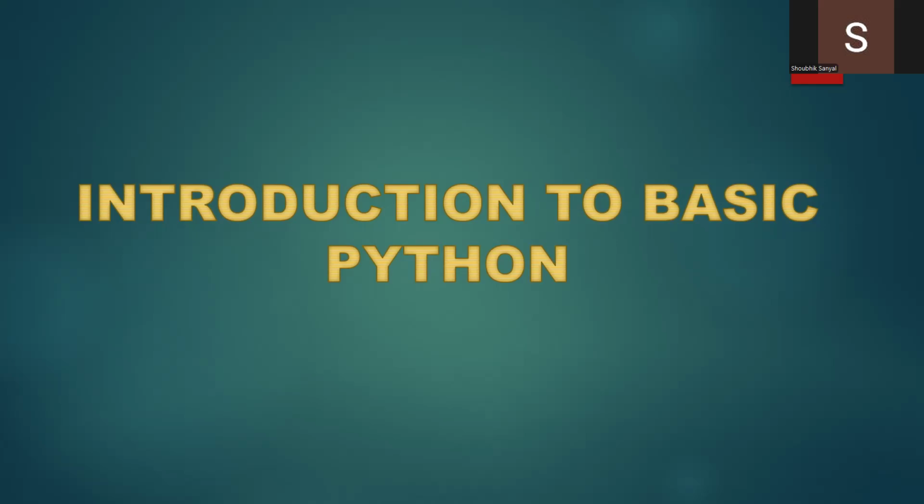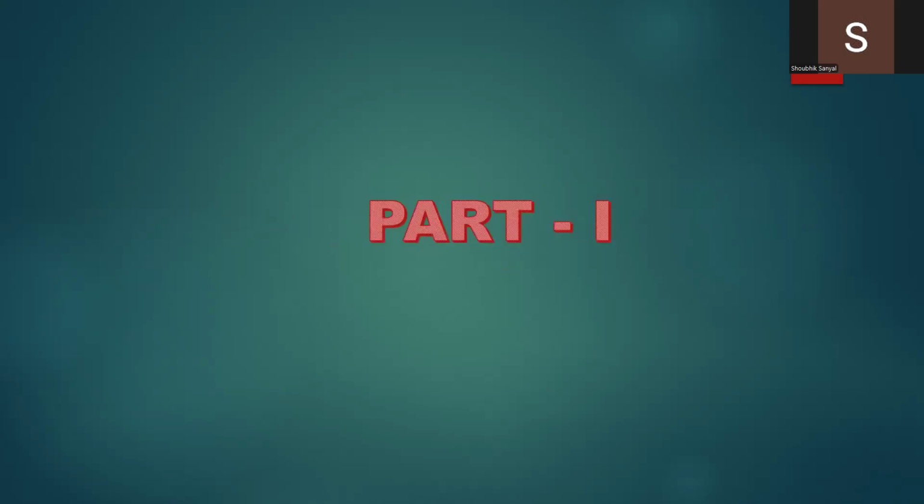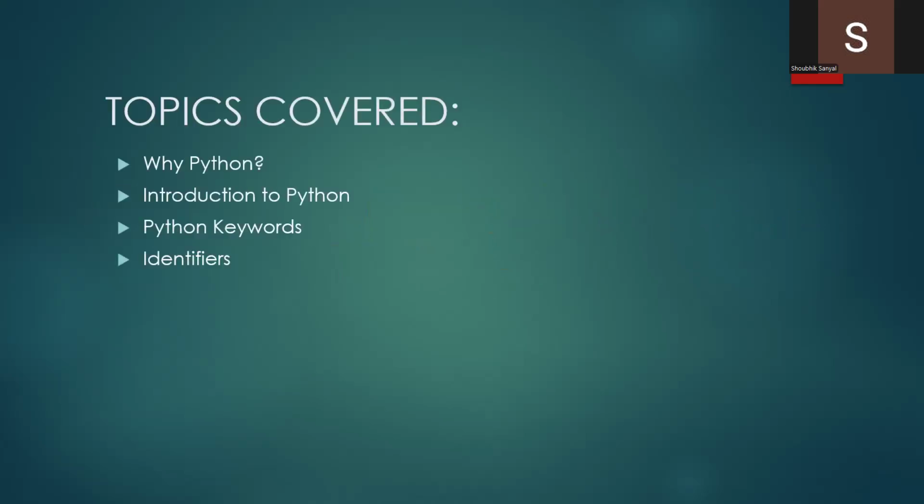So this is part one of our course, where we will study very basic things about Python. And after that, gradually we will go towards part two. The topics that we will cover in this part are: why Python, then introduction to Python, Python keywords, and at last, the identifiers.